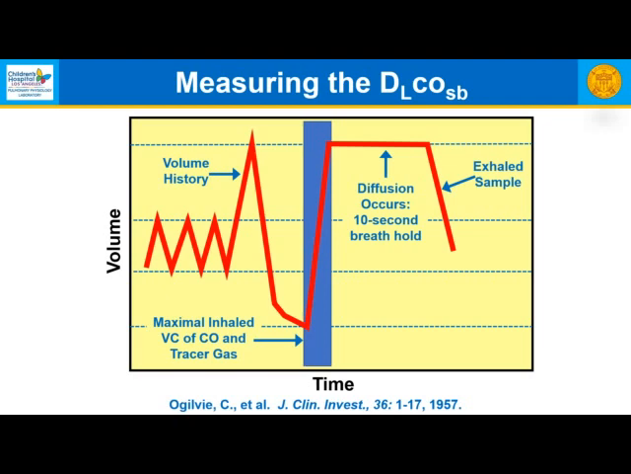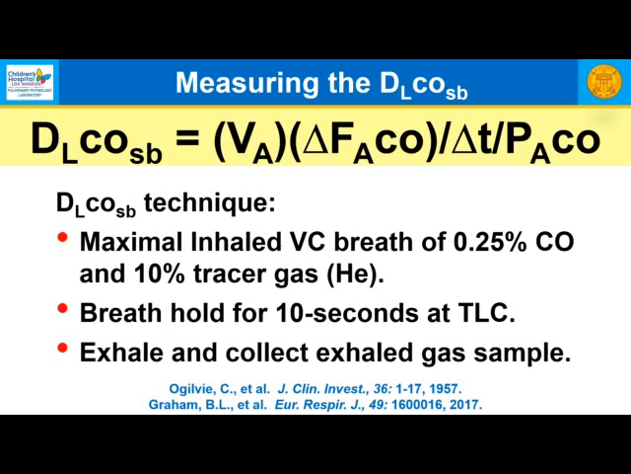So here we have, again, volume history, maximal exhalation, then a vital capacity inhalation of carbon monoxide and a tracer gas. Hold this for 10 seconds. Diffusion occurs over this period of time, and then take an exhaled sample to measure CO and tracer gas concentrations. So, again, the technique is a maximal inhaled vital capacity breath of 0.25% CO, so we're in no danger of causing carbon monoxide poisoning, and 10% tracer gas, which is usually helium. Breath hold for 10 seconds at total lung capacity, and then exhale and collect an exhaled gas sample.